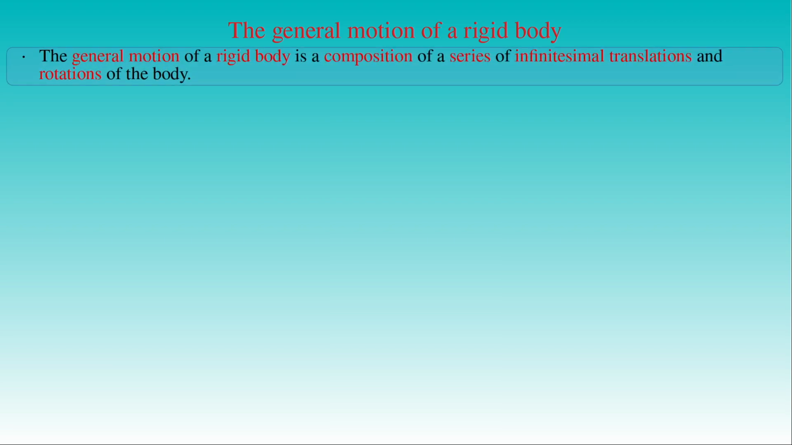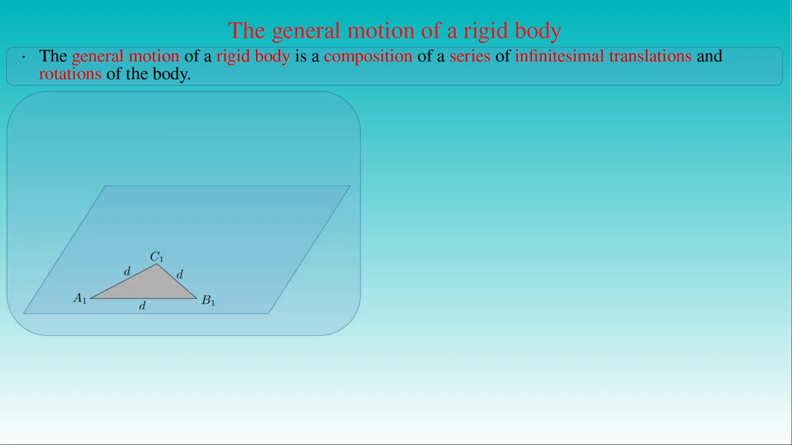Now we can assume that the general motion of a rigid body is a composition of a series of infinitesimal translations and rotations of the body. We will illustrate this statement with a simple example. Let the 3 points specifying the position of a rigid body be the 3 corner points A1, B1 and C1 of an equilateral triangle at the instant of time t1, and let this triangle have another position with the corners at the points A2, B2 and C2 at the instant of time t2. Here the letter d denotes the length of the sides of the equilateral triangle.